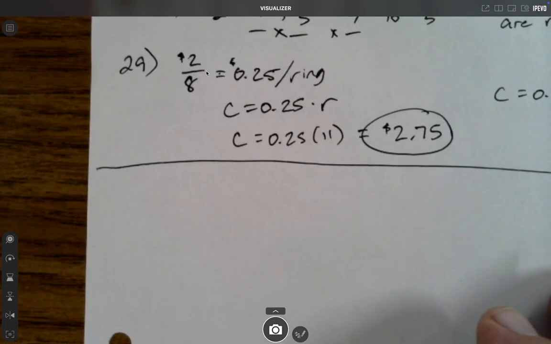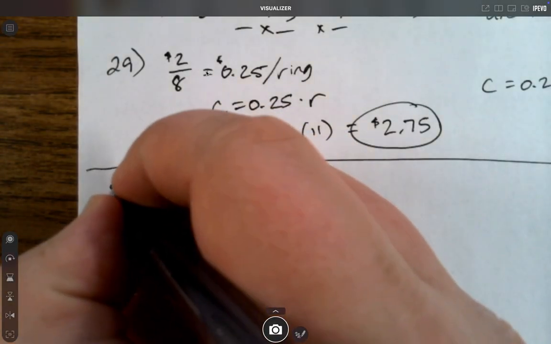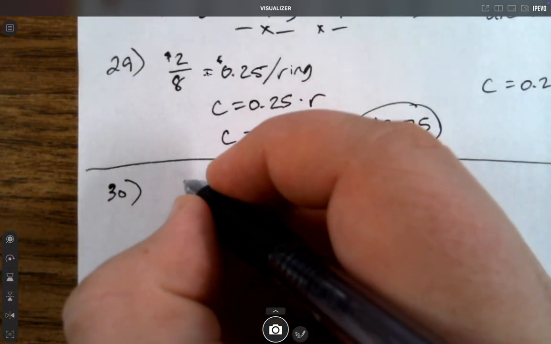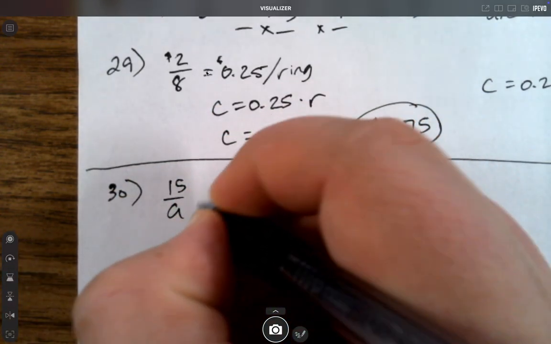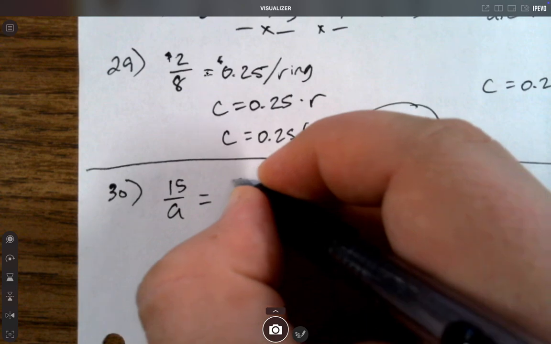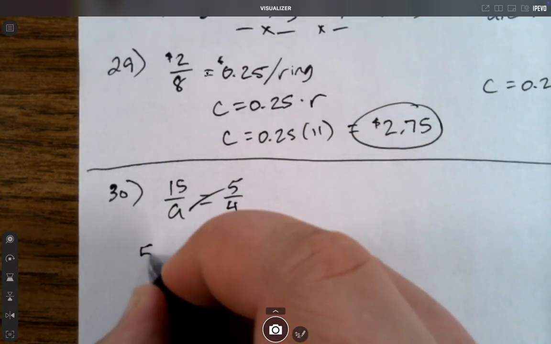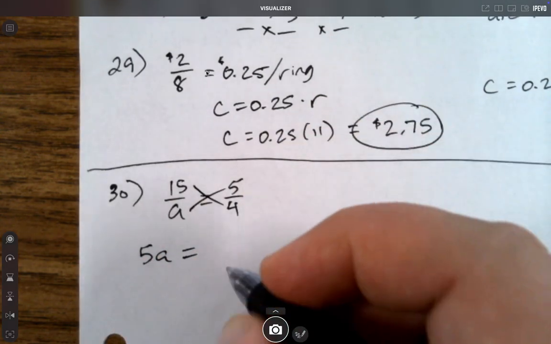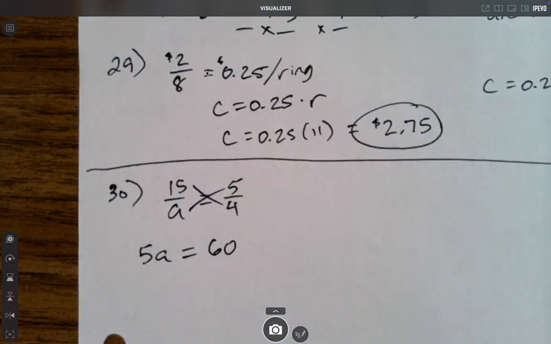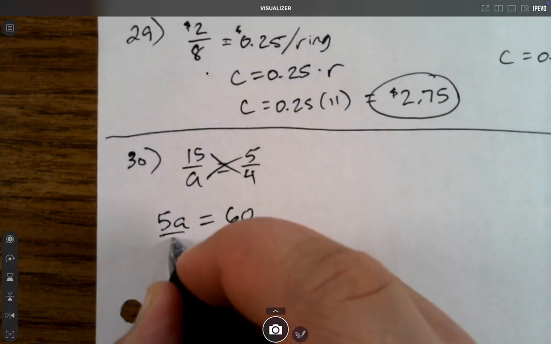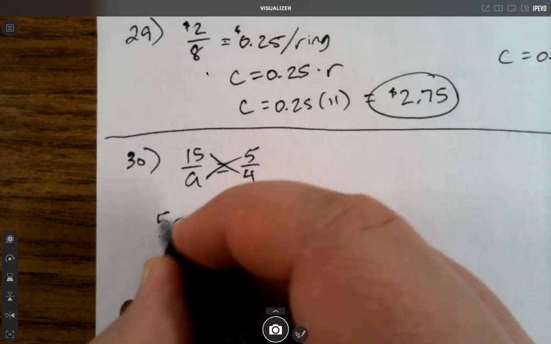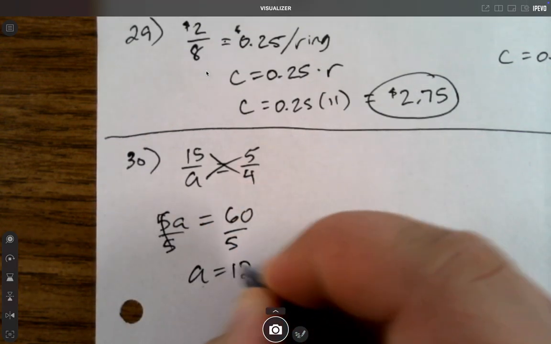Okay, last section, section 5. Here we are doing solving proportions. So 15 over A equals 5 over 4. We cross multiply, so 5 times A equals 15 times 4. Then we divide both sides by the coefficient, which is 5. So we get A equals 12.